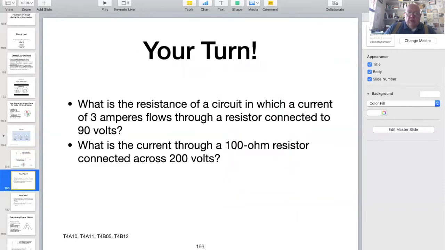Stop the video and work through these 2 questions. Start the video again when you have your answers.